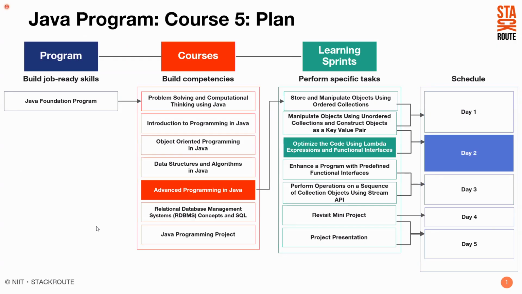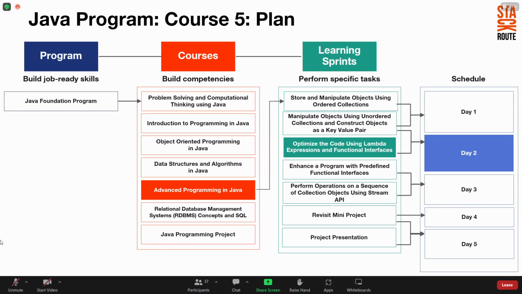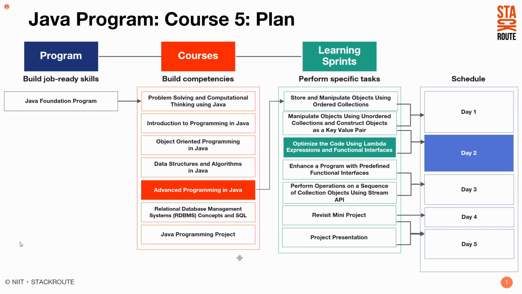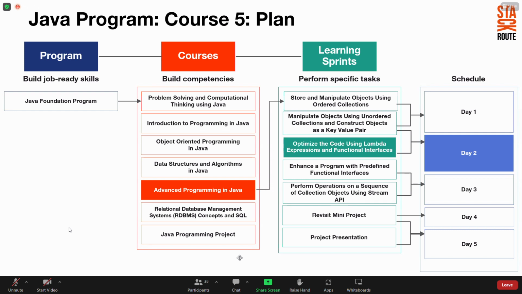So this session is about optimizing the code using lambda expressions and functional interfaces. What do you mean by the term optimizing the code? Making it better, more efficient, more reusable. I have said this word many times; it is not a new word to you all. And reducing the number of lines of code.